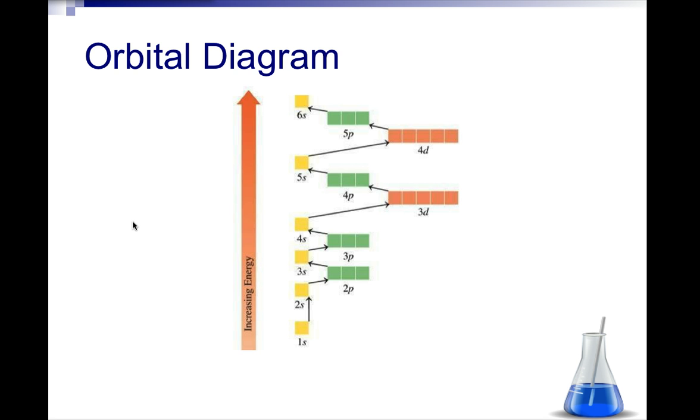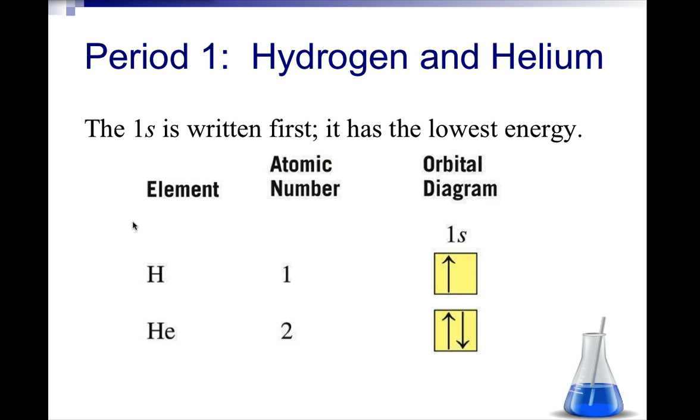Here's the orbital diagram again. So let's look at hydrogen and helium. The 1s is written first, so here's our box with 1s. It is the lowest energy level. Helium has 2 electrons and hydrogen has 1 electron. Since they must occupy the lowest level first, for hydrogen we will place our 1 electron here in the 1s in the up position. Helium has 2 electrons, therefore they will both go into the 1s, but one will be placed pointing up and the other will be placed pointing down.